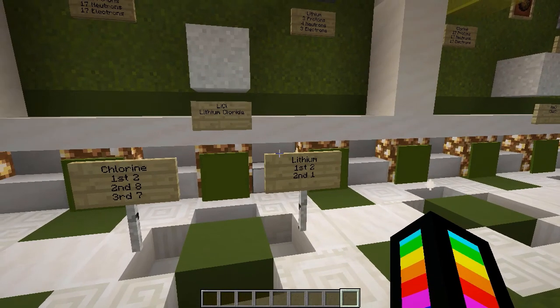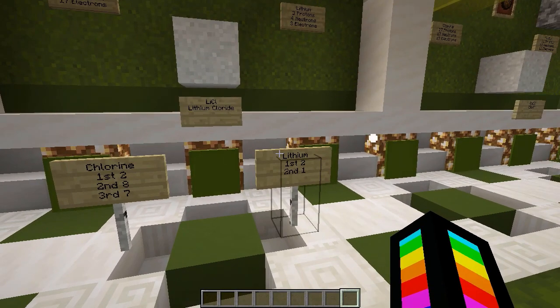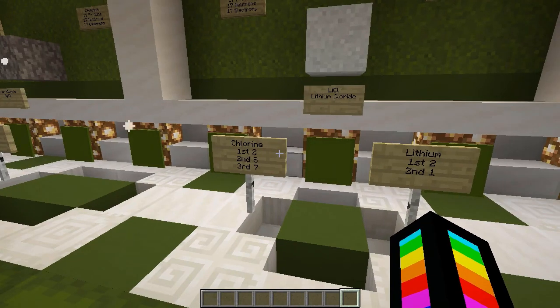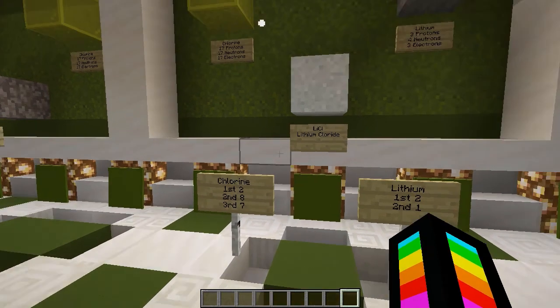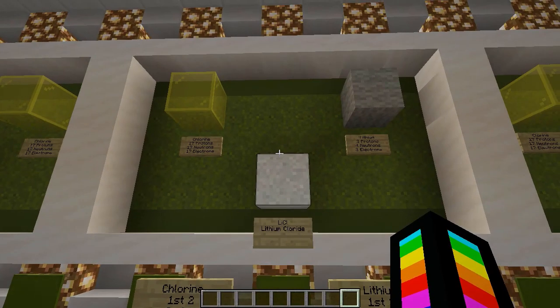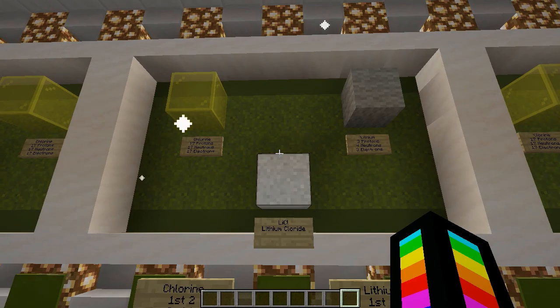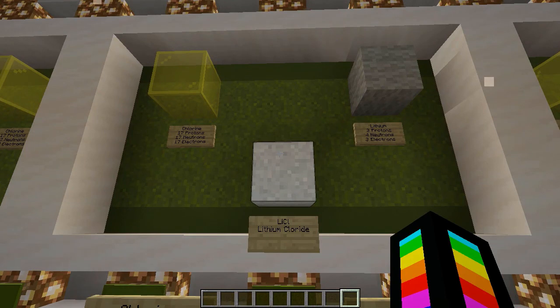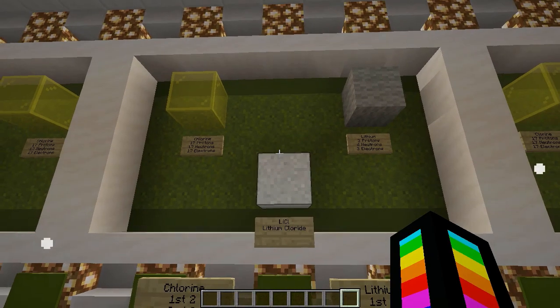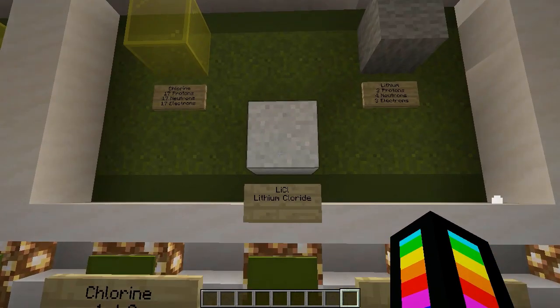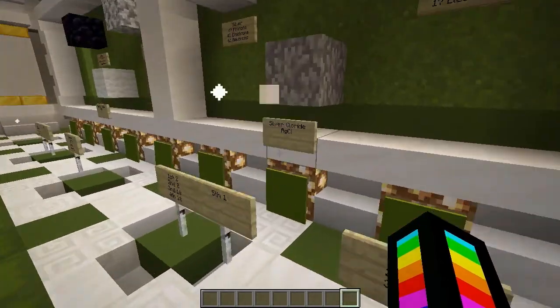Lithium: first shell is 2, second is 1. Chlorine: first is 2, second is 8, third is 7. Chlorine is 17 protons, 17 neutrons, 17 electrons. Lithium is 3 protons, 4 neutrons, and 3 electrons. And this is lithium chloride, this white powder-like thing.